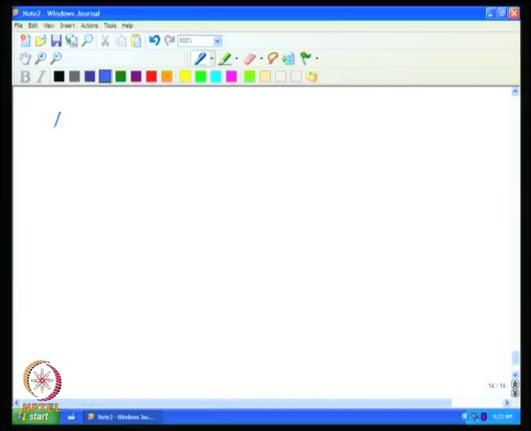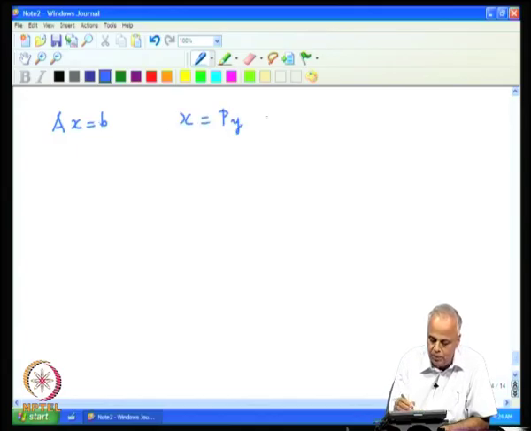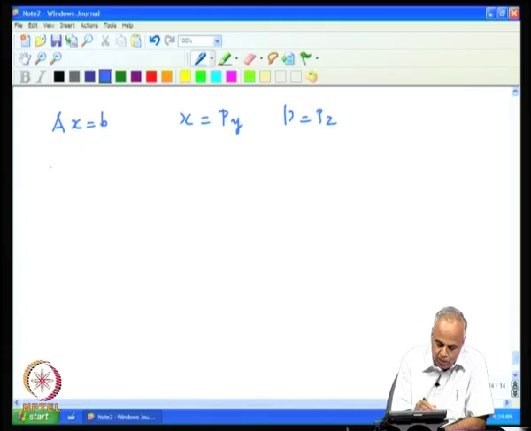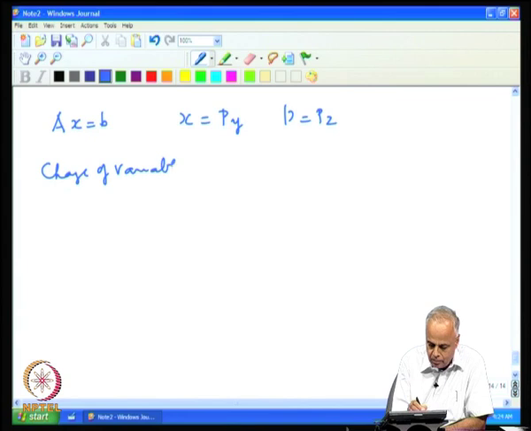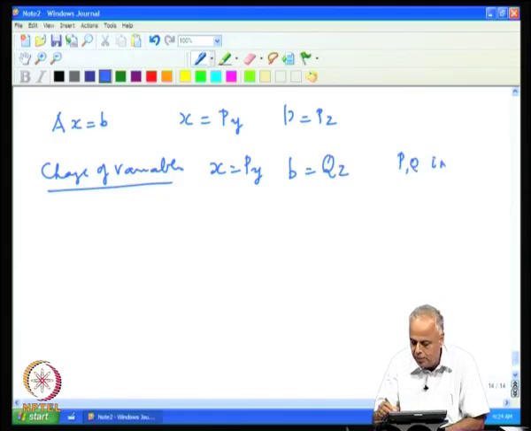Now, recall that we had the system A x equal to b and we introduced the transformation of variable x equal to P y, b equal to P z. Here we have used the same matrix P to transform x as well as b. Now, suppose we use a change of variables x equal to P y and b equal to Q z, where P, Q are invertible matrices.